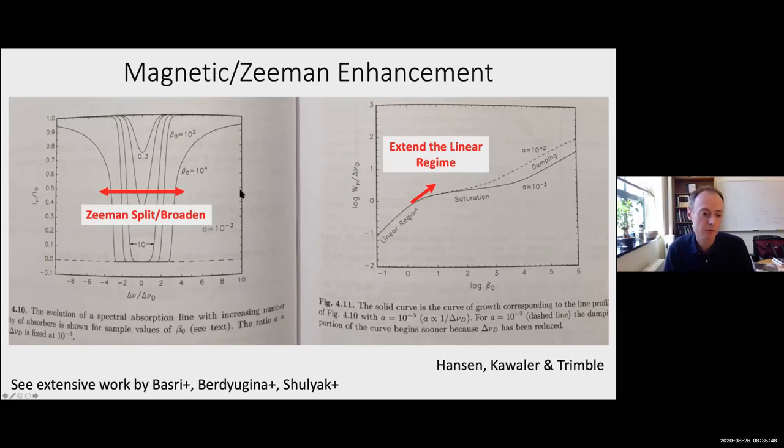But the thing is, if you split or broaden an absorption line, you actually extend the linear regime of the curve of growth, and so your equivalent widths become larger just by adding magnetic fields, which is really confusing. I think of equivalent widths as not supposed to be affected by broadening. That's the whole point. That's why we use it. But if they're broadened by the Zeeman effect, you can actually increase the equivalent width because of this change in the curve of growth.